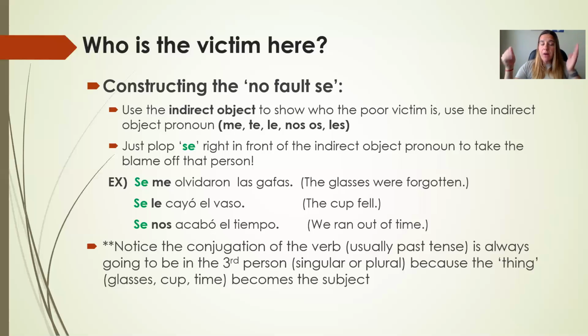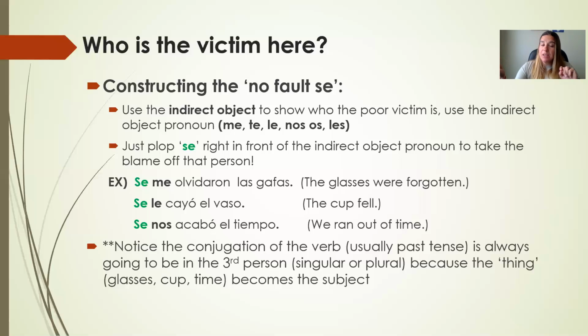So that's how you form it. Use "se," followed by the indirect object pronoun, and then a verb. Usually the verb is going to be in the past tense, not always, but most of the time. And it's conjugated for whatever thing or things it happened to. So the glasses, the cup, the time, that becomes the subject of the sentence. For example, "se me olvidaron las gafas," the glasses were forgotten. The glasses become the subject. "Olvidaron" is conjugated for glasses.